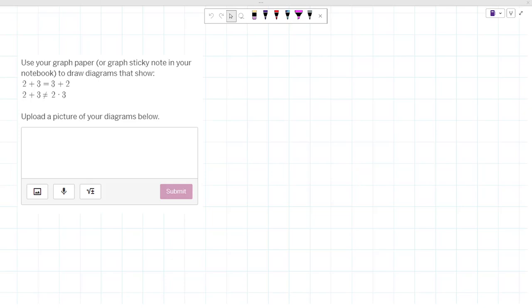It says use your graph paper or graph sticky note in your notebook to draw diagrams that show that 2 plus 3 is equal to 3 plus 2, and that 2 plus 3 is not equal to 2 times 3. So here's a note to make in your notebook. When you see an equal sign with a slash through it, that means not equal to.